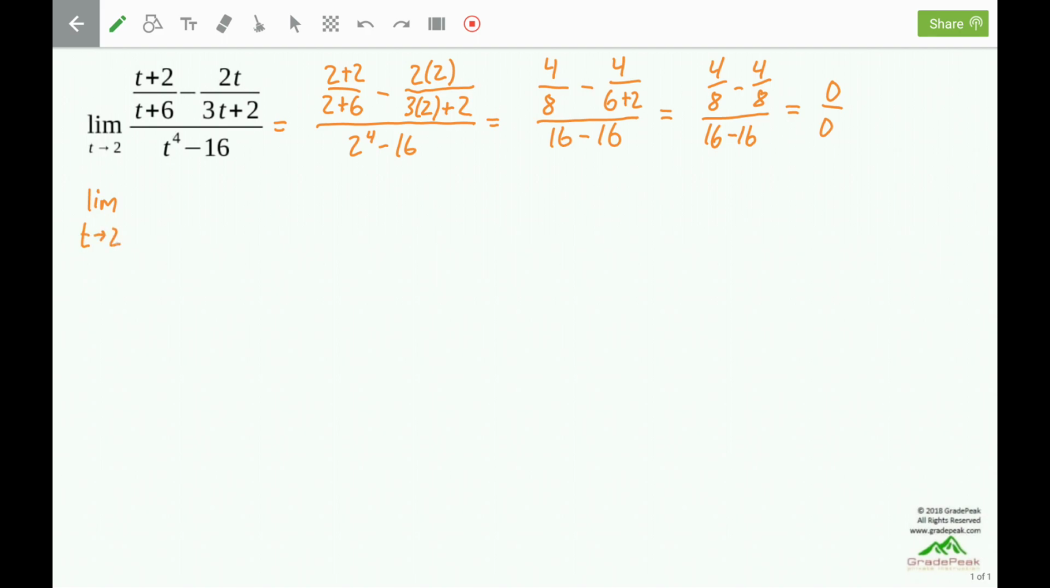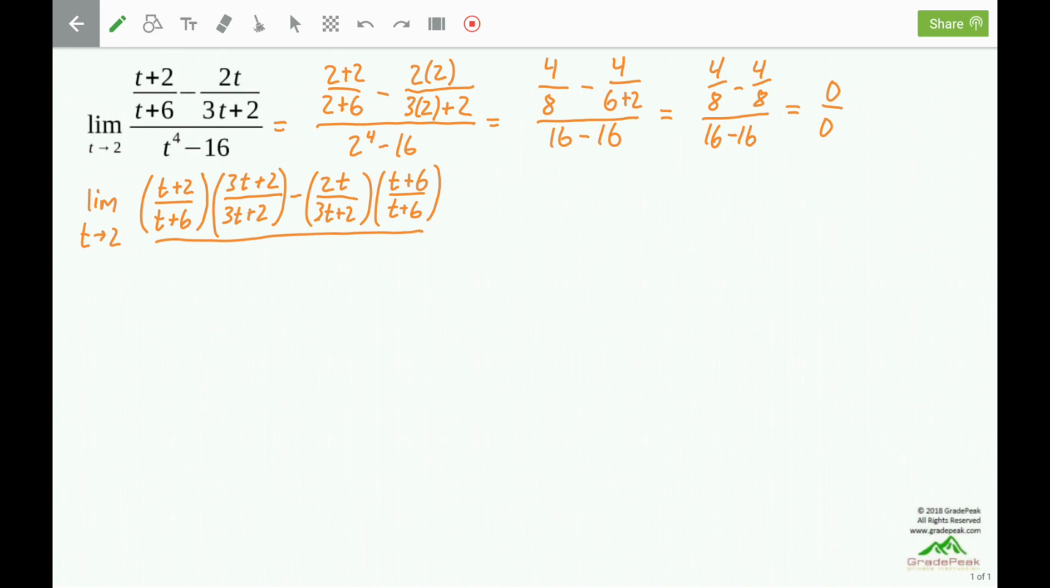So what we're going to do now is multiply the t plus 2 over t plus 6 by 3t plus 2 over 3t plus 2, a form of 1, and 2t over 3t plus 2 by t plus 6 over t plus 6, also a form of 1, to produce the common denominator. And all of this is over t to the 4th minus 16, which doesn't have any fractions, so we're just going to leave that alone for now.